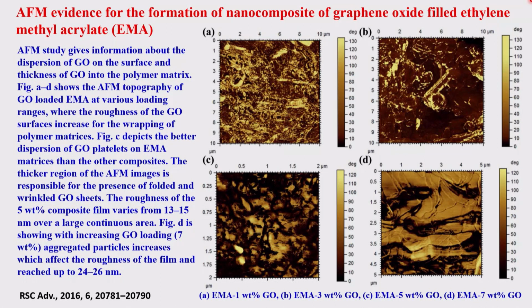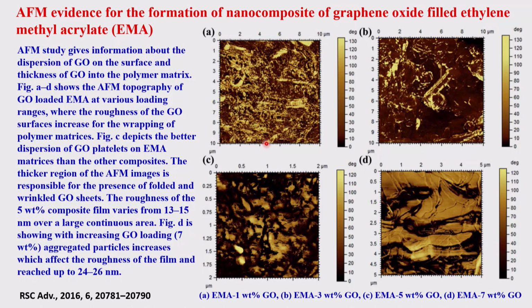the composites, so the nanocomposites. Here the nanocomposite is the ethylene methyl acrylate as the polymeric material, and the graphene oxide is the filler to that. So you can see at different ratios of the graphene oxide being filled into that, and you can find different percentages, the level of their homogeneity and as well as their roughness. So for example, here 1% of GO, 3% of GO, and 5% of GO, and 7% of GO.